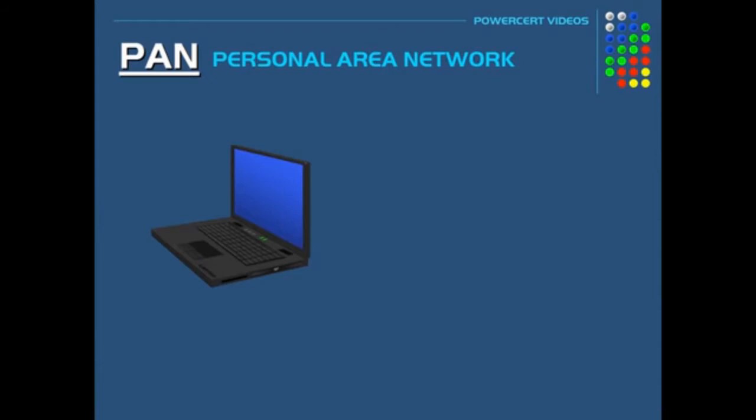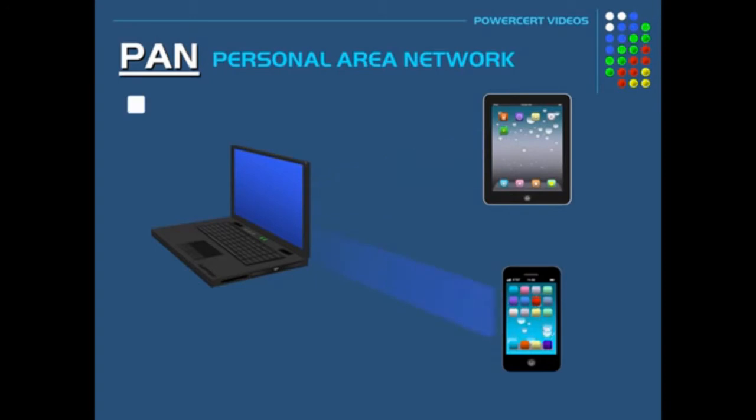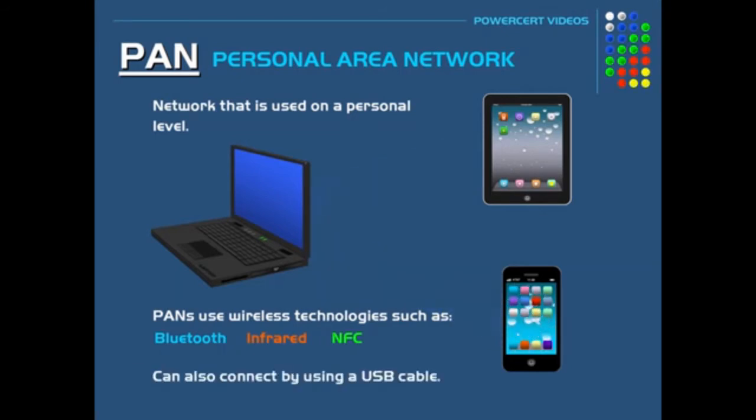So let's first talk about a PAN. PAN stands for Personal Area Network. Now this is a type of network that is used on a personal level. It's a small network that is used for connecting devices such as smartphones, tablets, and laptops. And they connect to each other by using wireless technologies such as Bluetooth, infrared, and near-field communication, or NFC. But they can also connect by using a wired connection, such as a USB cable. PANs are generally used for transferring small files, such as music, photos, calendar appointments, and so on.